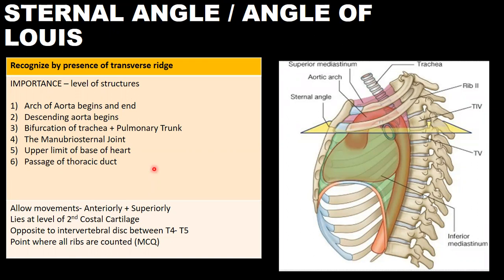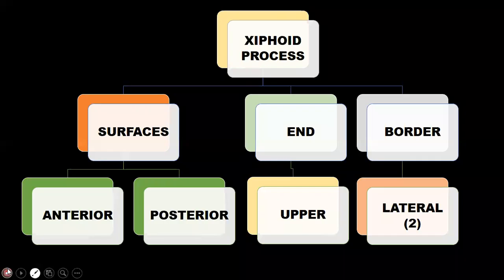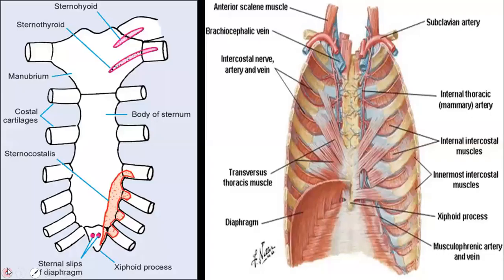So before starting with the sternal angle, let's quickly revise the attachment of the muscles which are associated with the structures to the anterior surface of the sternum. So in the anterior part, we have the sternocleidomastoid, which arises from the upper part here.